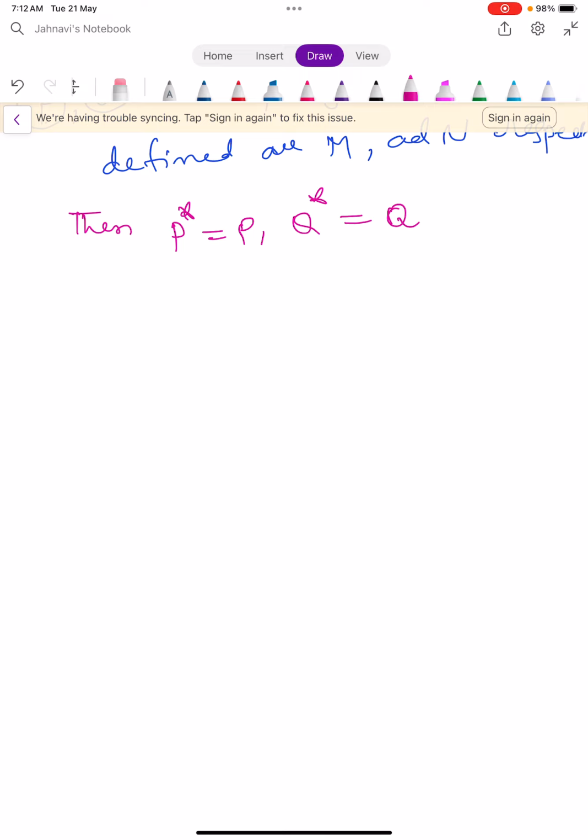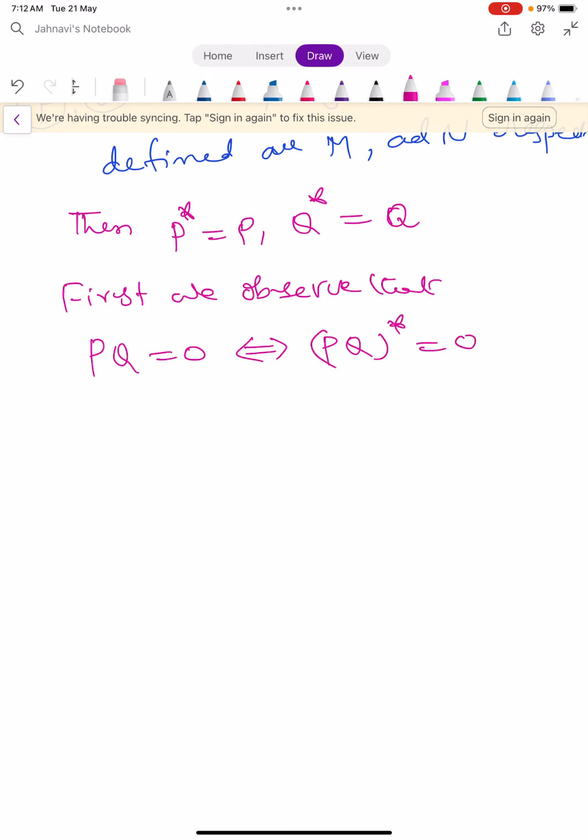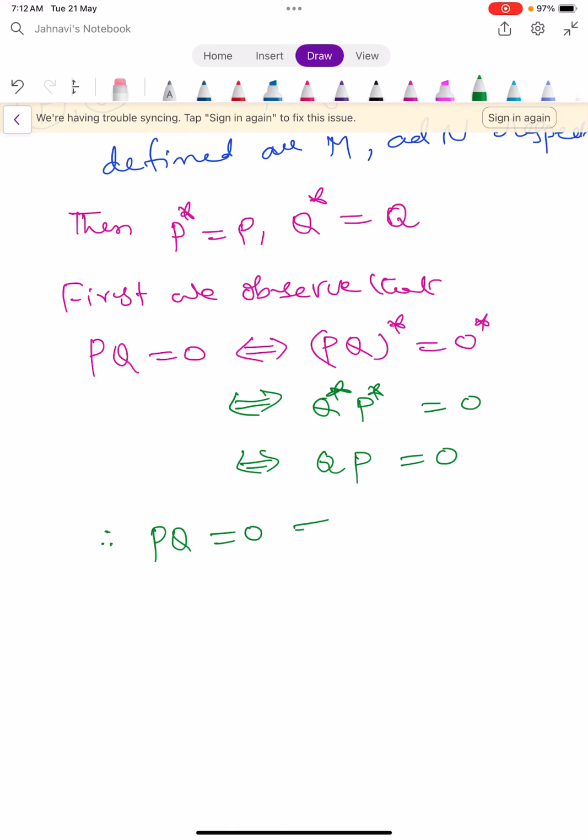Firstly, we observe that PQ is equal to 0 implies and is implied by (PQ) whole star is equal to 0 star, which implies and is implied by Q star P star is equal to 0. Q star is nothing but Q, P star is nothing but P, so QP is equal to 0. Therefore, PQ is equal to 0 implies and is implied by QP is equal to 0. This is a very simple calculation.